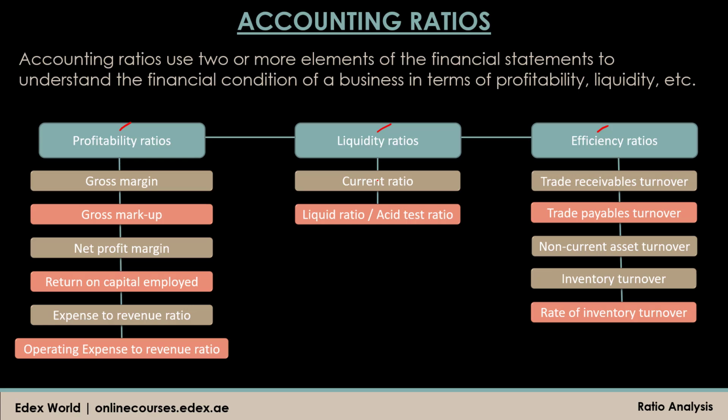And finally, we have the efficiency ratios that talk about the efficiency in business operations, how efficiently the business is conducting its day-to-day operations. Now, some of these ratios are already covered in IGCSE and I've already made a video on this. So out of these ratios under profitability, the gross margin, the gross markup, net profit margin, and return on capital employed, these four. And then in liquidity ratios, the current ratio and the liquid ratio, both these ratios. And in the efficiency ratio, the trade receivables turnover, the trade payables turnover, and the rate of inventory turnover. All these ratios have already been covered in the IGCSE.